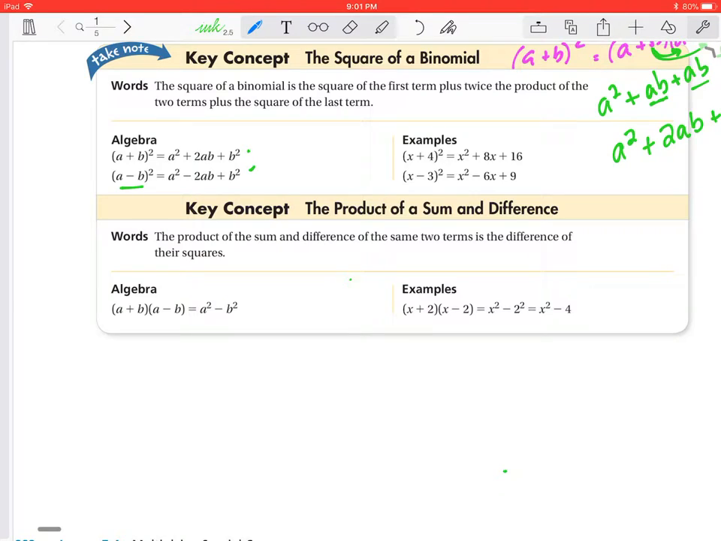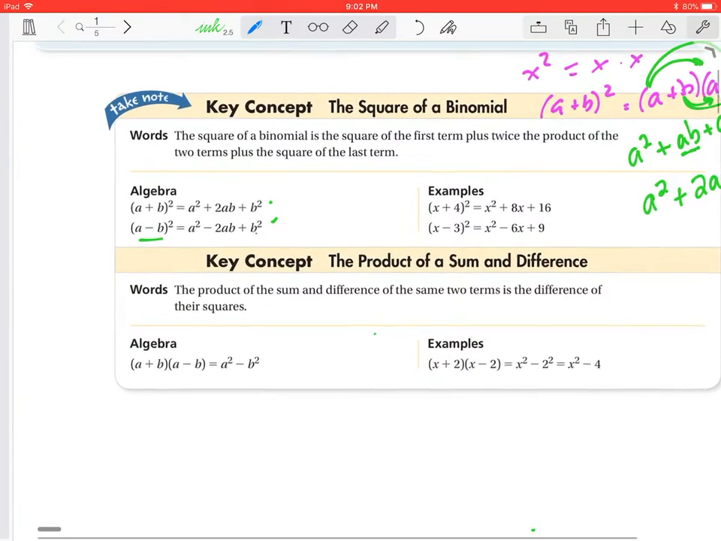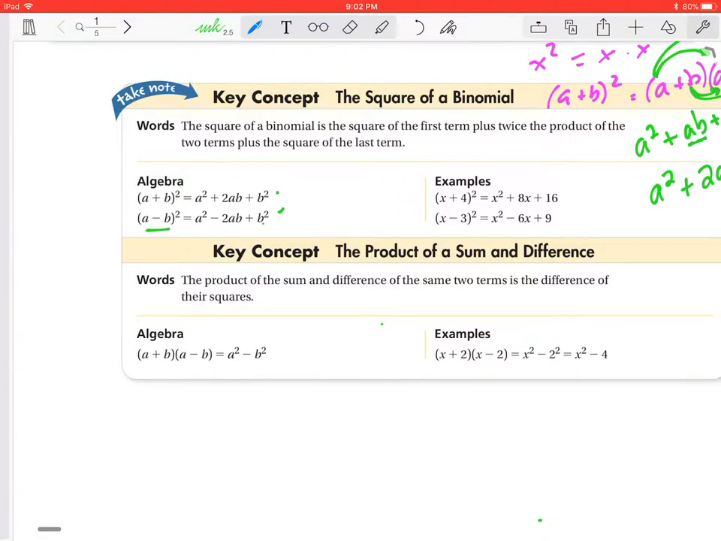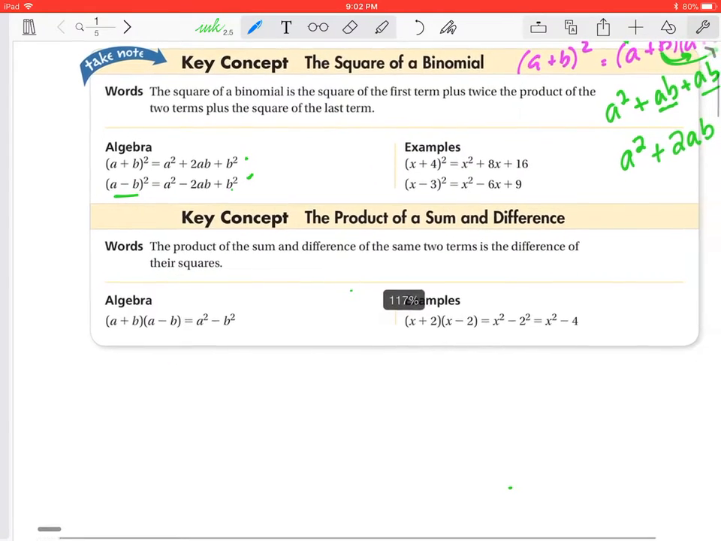We have the same formula, but the difference between the sum squared and the difference squared, the difference being a minus b squared: here it's all positive, but here the term in between is going to be minus. So it's going to be a squared minus 2ab plus b squared. I can factor it out just like we did up here with the other one, and it'll prove the same rule works.